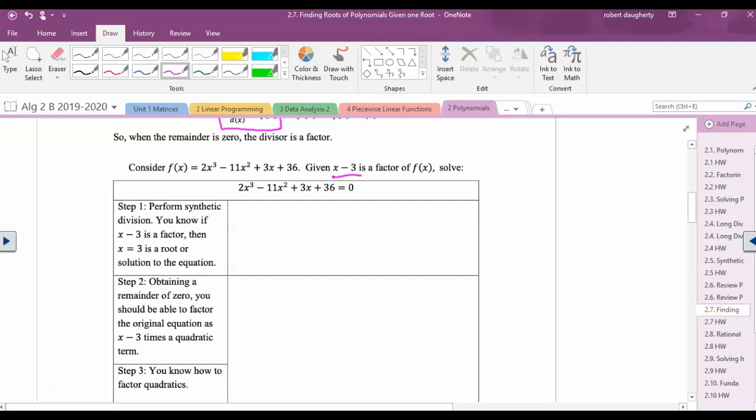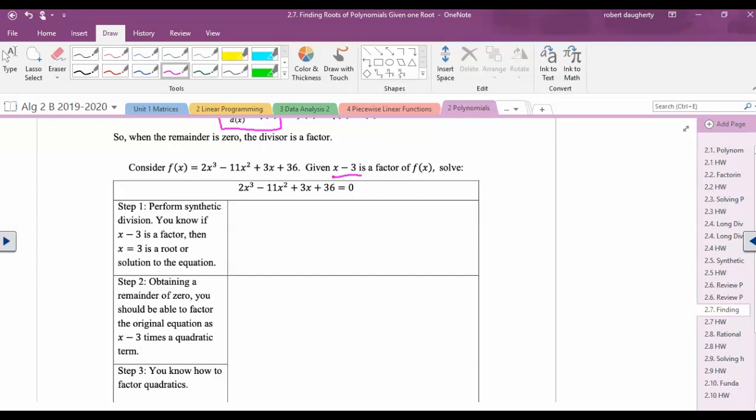Well, I mean, if 5 is a factor of 35, what can you do with 35 and 5? You can take 35 and you divide it by 5 and you get a number that is what? 7. So you started with one factor, but you ended up with 2 factors. If I give you one factor, you can figure out the other. So what this is saying is, if x minus 3 is a factor, then when you divide by x minus 3, your remainder should be 0.